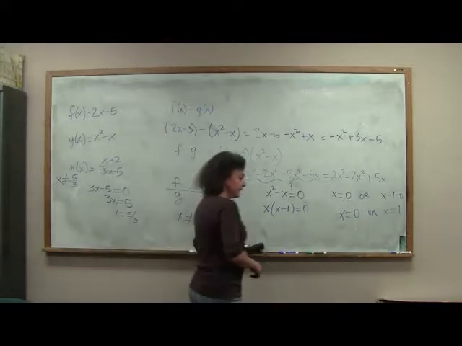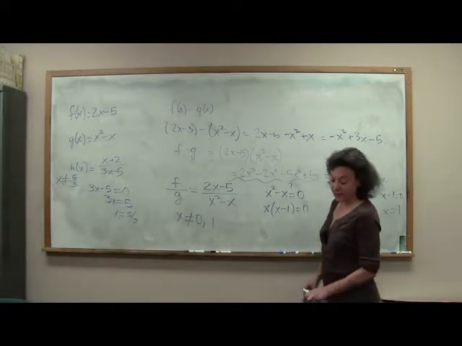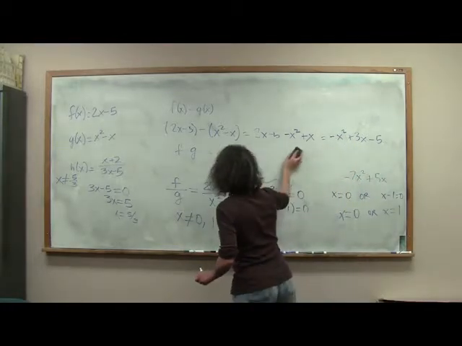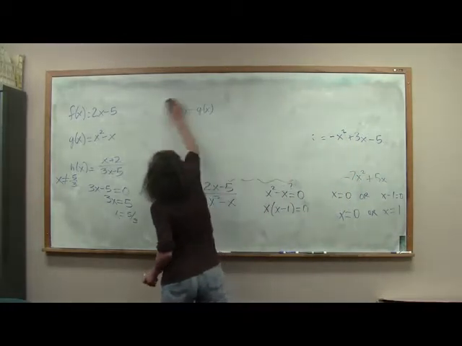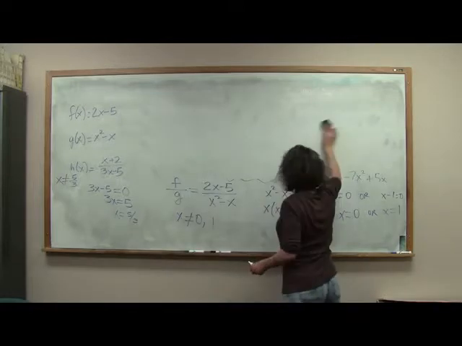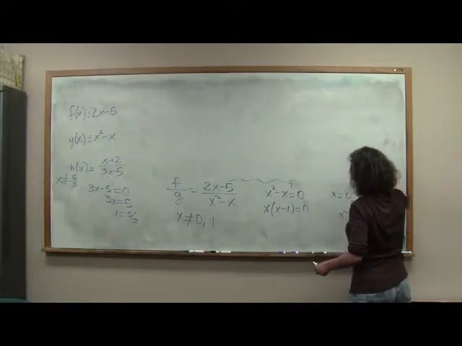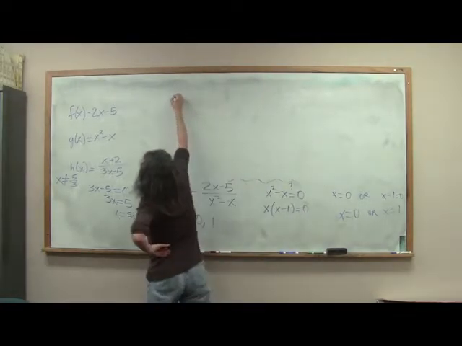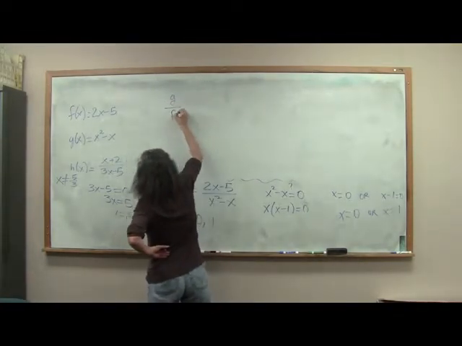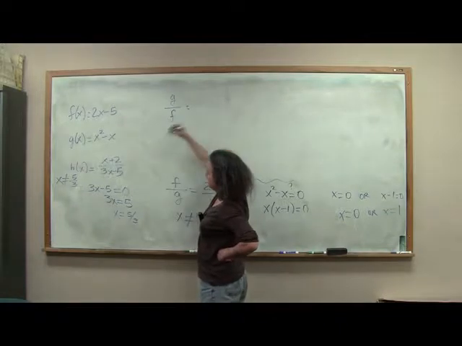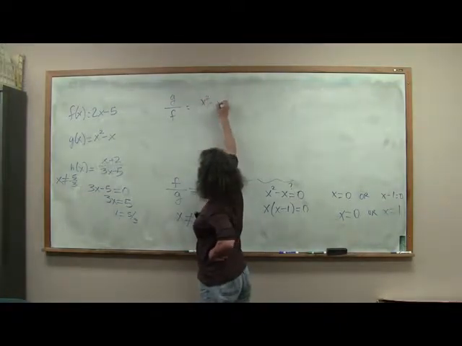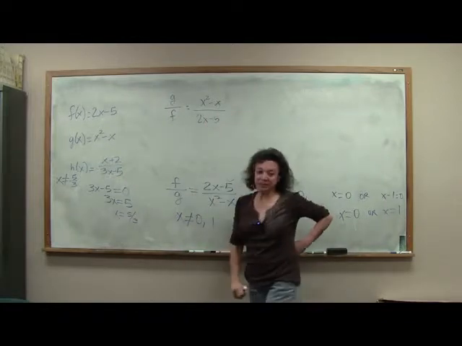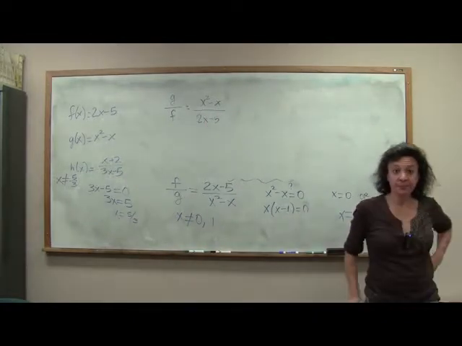All right, let's practice a little more with that. Okay, what if on the other hand, I want to look at this? Let's do two more of these guys. g over f. Well, again, this is pretty chill, but now x squared minus x goes in my numerator, and 2x minus 5 goes in my denominator.